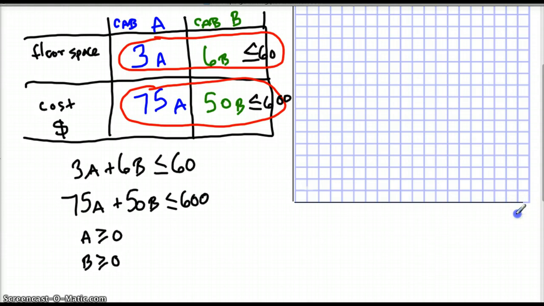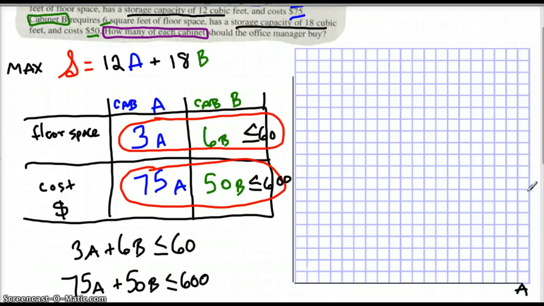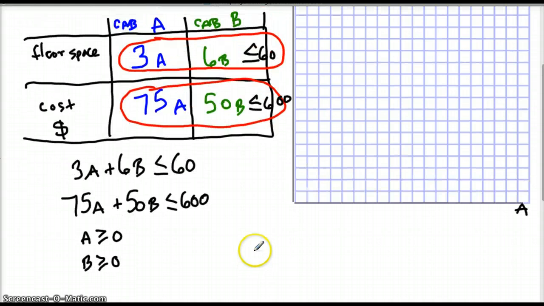So let's go ahead and now you want to label a graph, label your axes, and you label them with each of your products. So make one the A axis and one the B axis. I'll make this one the B axis. Okay, and so now let's graph these suckers.